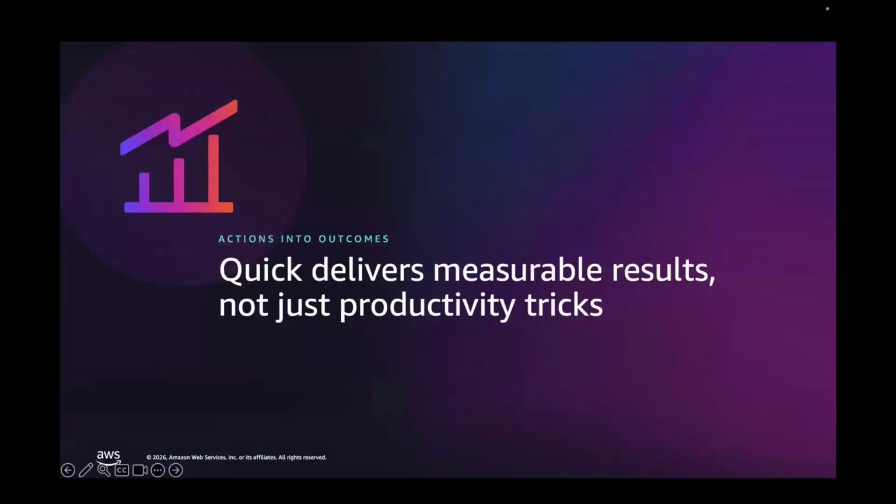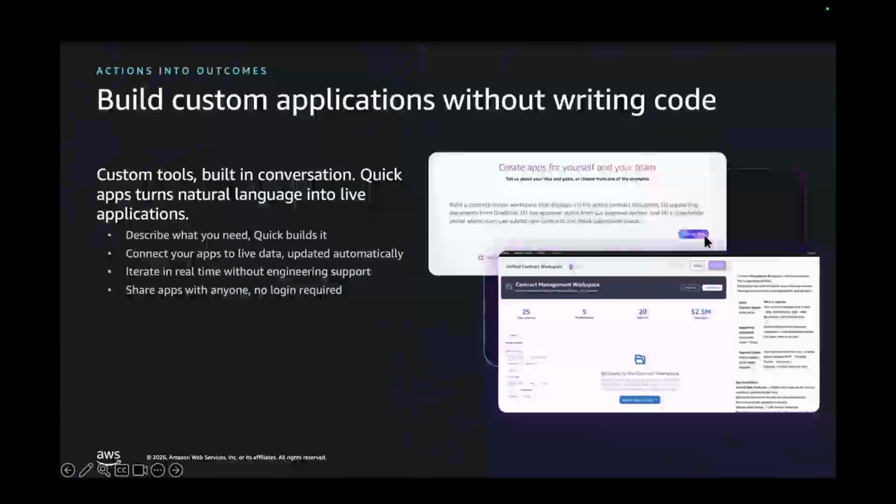Now, we've seen Quick delivers answers, can act on your behalf, but it's important that it also delivers measurable results, not just productivity tricks. With Quick Apps, you have custom tools that are built into the conversation. It turns natural language into working applications. What might those be? Could be intake forms, dashboards, trackers, calculators, and anything that you can think of. You just describe what you need, and Quick builds it.